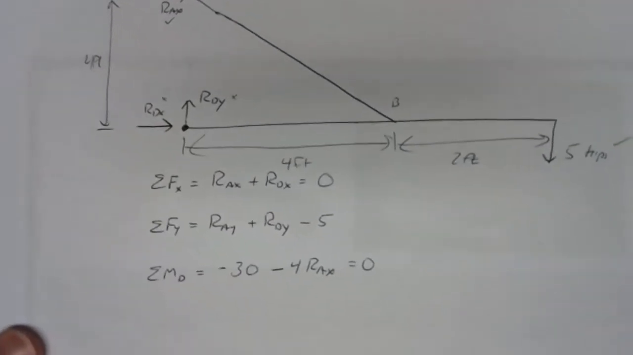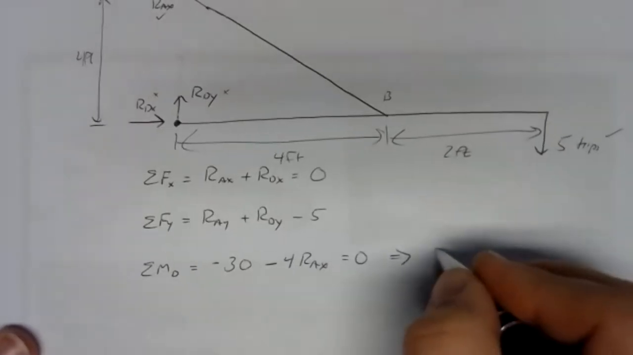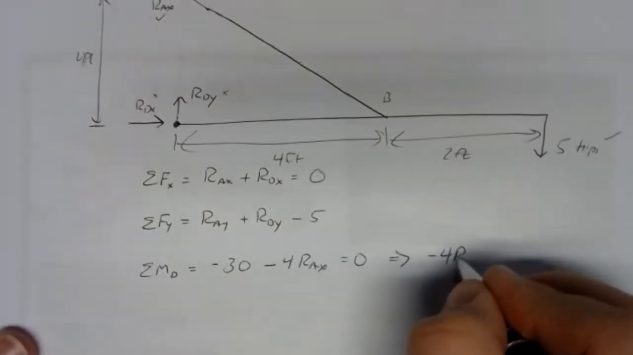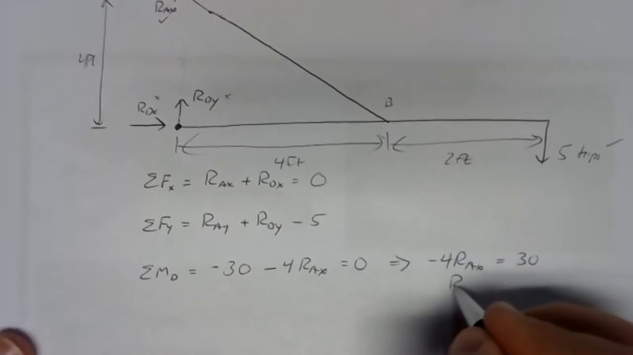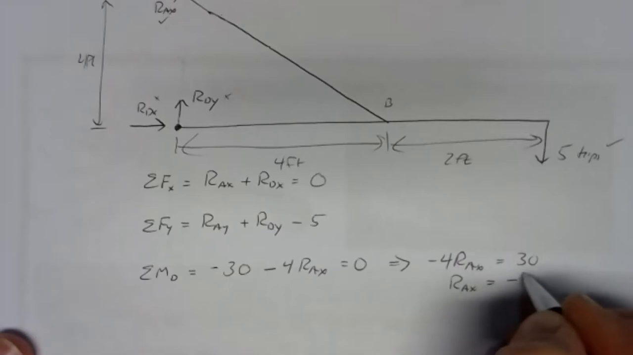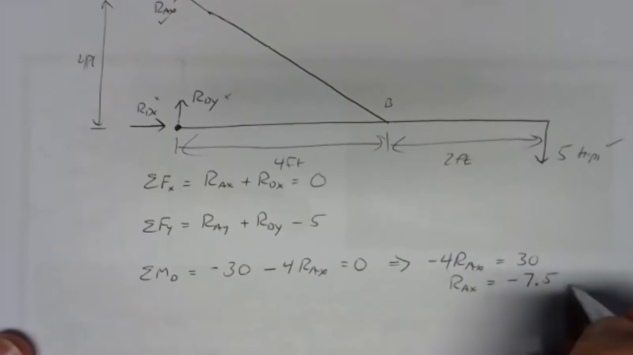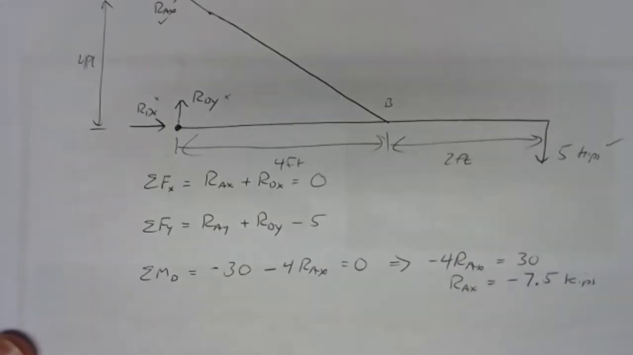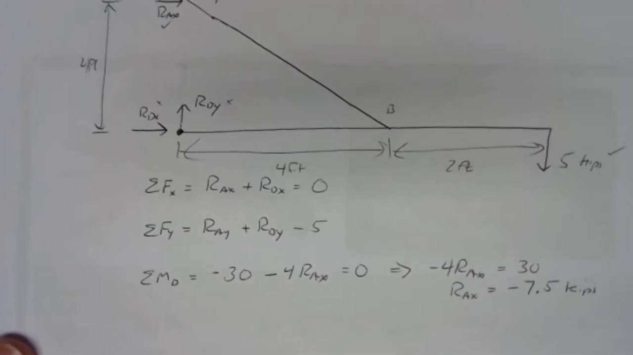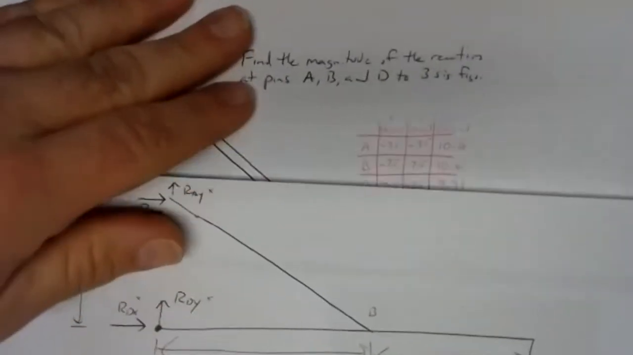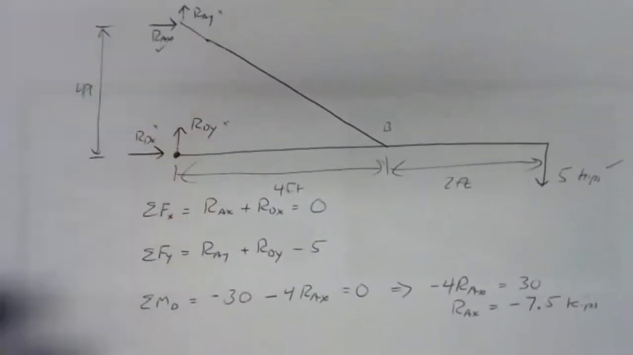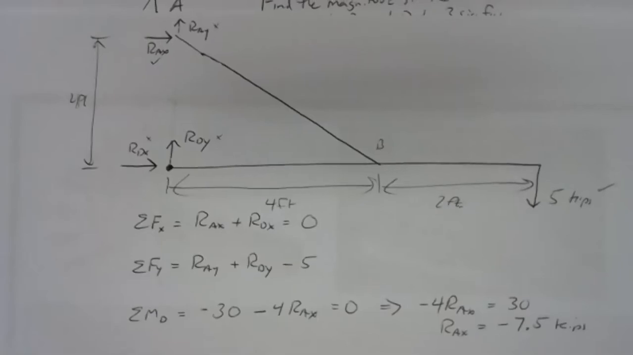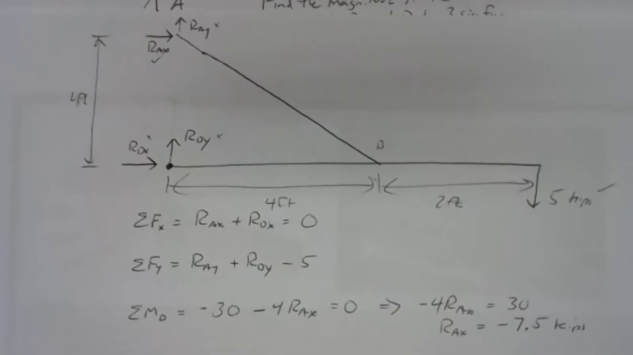Well, we can solve the moment equation if we add 30 to both sides. If we add 30 to both sides, we get negative 4 RAX equals a positive 30. Divide both sides by negative 4, and RAX equals a negative 7.5, and that's kips. So we've got a value we can plug into our table. And we did over here in red, RAX was negative 7.5. Now, that it's negative still means the same thing here for the external problem. It means that it's opposite what we assumed.